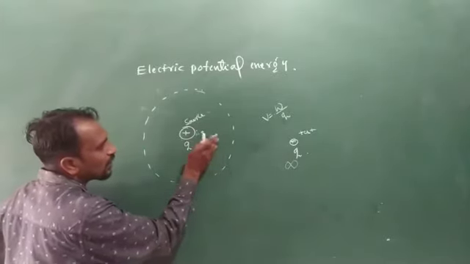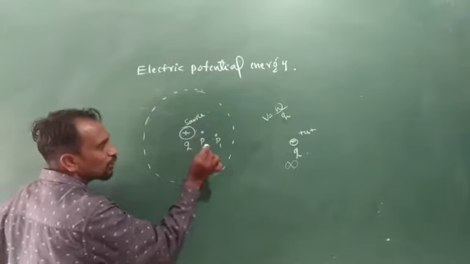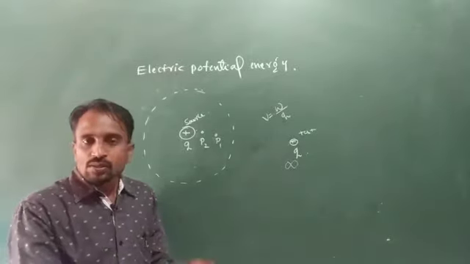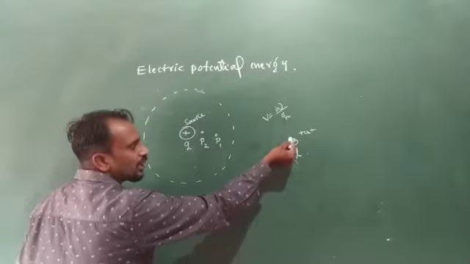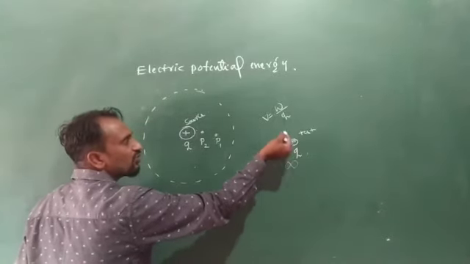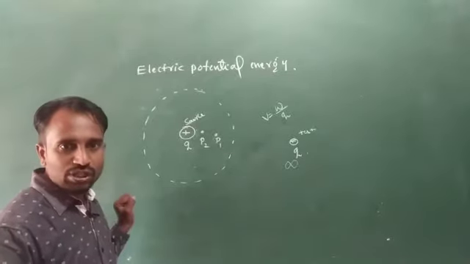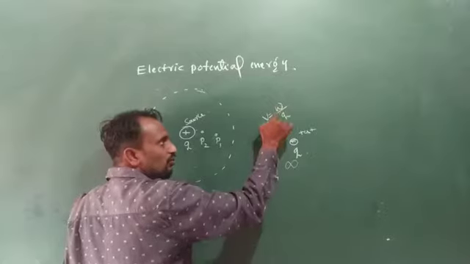Different points are present in an electric field. For example, we consider this point as P1 and this point as P2. These two points are already present in an electric field. Suppose the work done in bringing this unit positive charge from infinity to point P requires a particular potential value, which means a particular work done value.